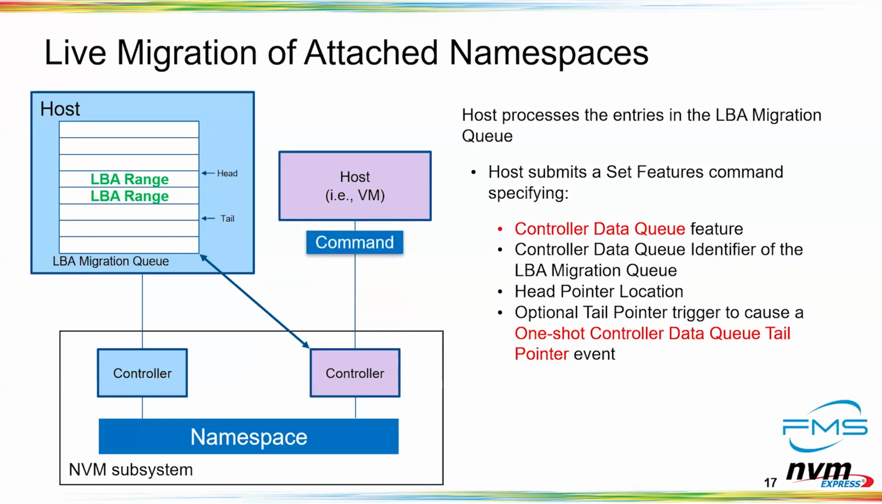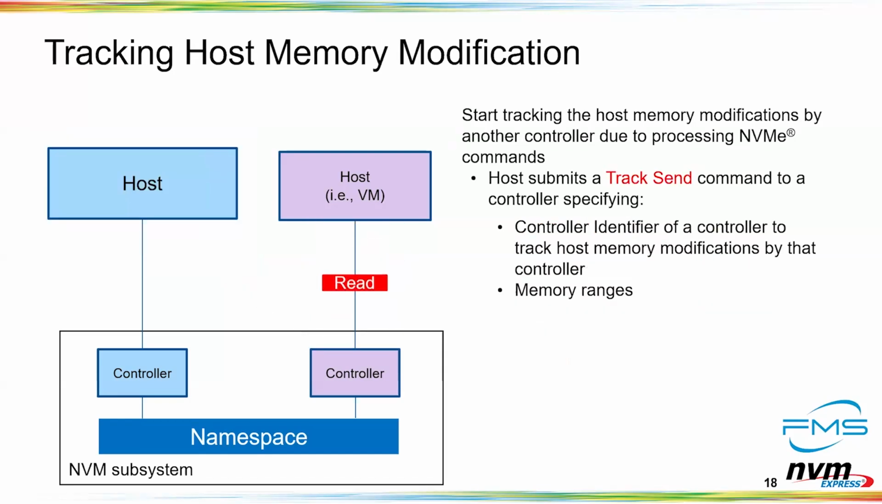I'm not going to cover it in detail here. In that same set features command, the host can say, hey, if you fill a particular slot with the tail pointer with an entry posted, send me an event. So the host has the option of getting an interrupt to wake up to deal with the queue, or it can just poll, either way it wants to do it. So that's basically how you do the LBA tracking.